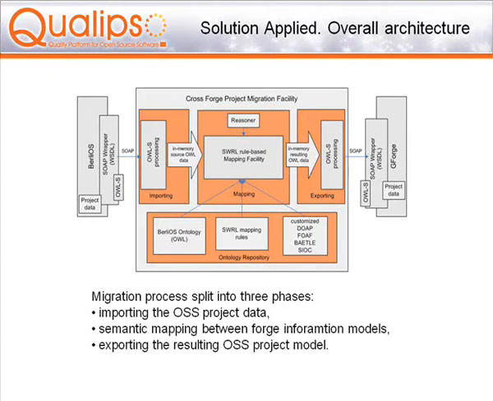Then the mapping phase, where a SWRL-based semantic mapping is applied to cover the transition between source and target information models, where in fact the resulting project data model is produced. And finally the exporting stage, where by means of semantic web services the resulting model is eventually lowered to XML format and exported to the target forge.